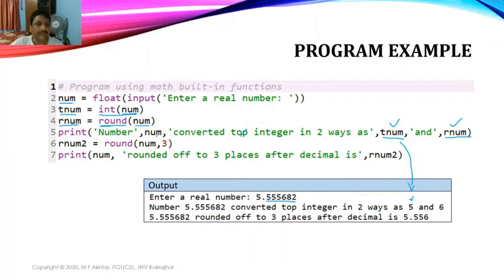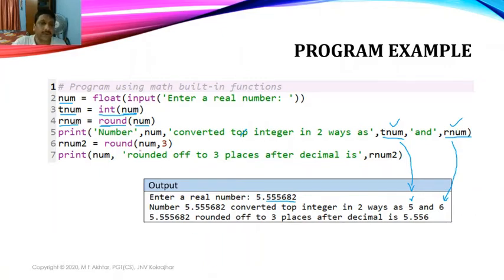But the round function rounds off the number. If the decimal part is 5 or more, then the previous number will be increased by 1. Because the number is 5.555, which is 5 or greater than 5, it is converted to 6.